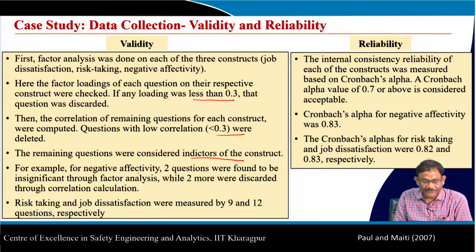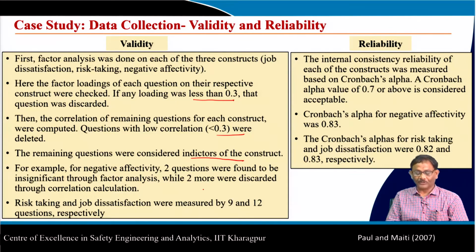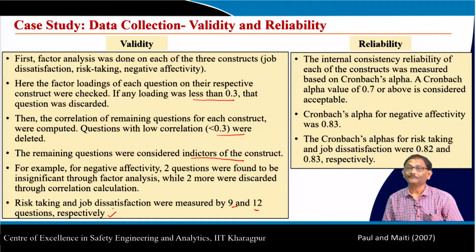For example, for negative affectivity, 2 questions were found to be insignificant through factor analysis, while 2 more were discarded through correlation calculation. Risk taking and job dissatisfaction were measured by 9 and 12 questions respectively.